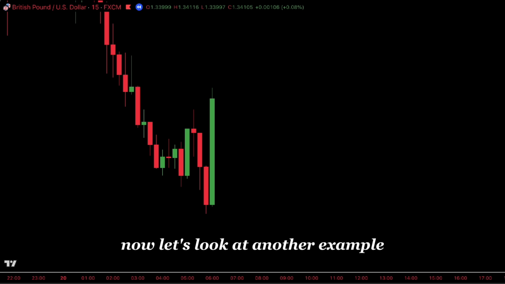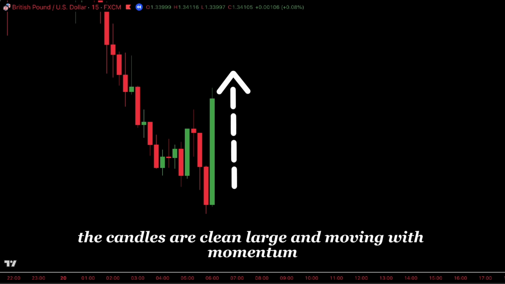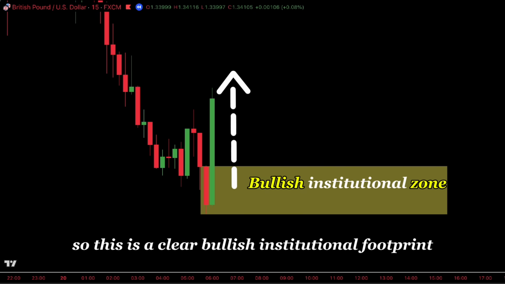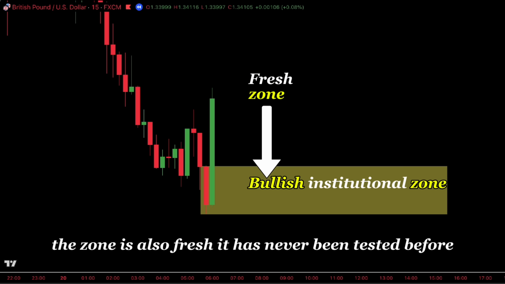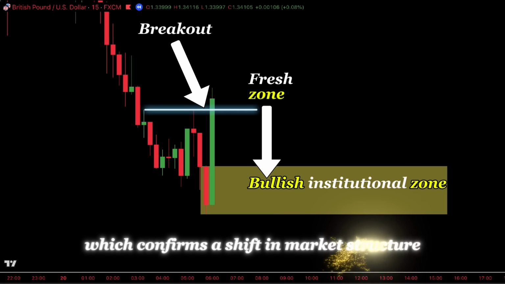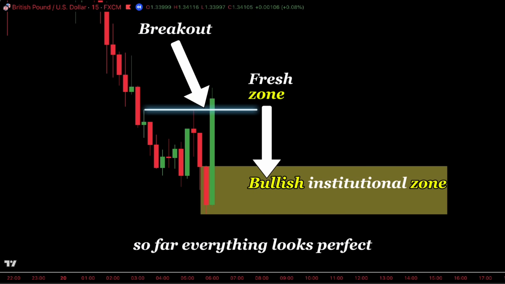Now let's look at another example. Here, the market makes a strong move to the upside. The candles are clean, large, and moving with momentum. So this is a clear bullish institutional footprint. The zone is also fresh. It has never been tested before. And we can see a break above the previous resistance, which confirms a shift in market structure. So far, everything looks perfect.